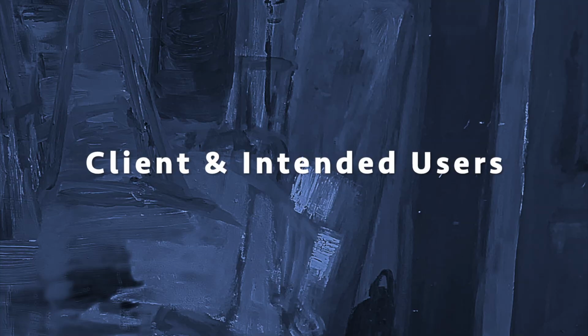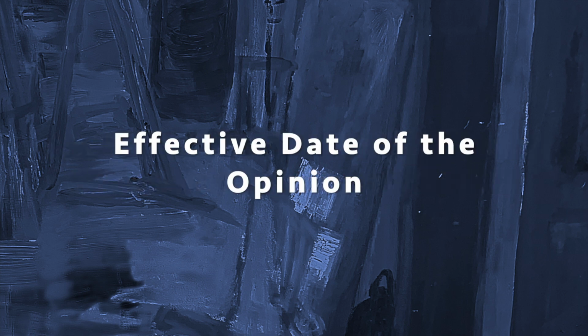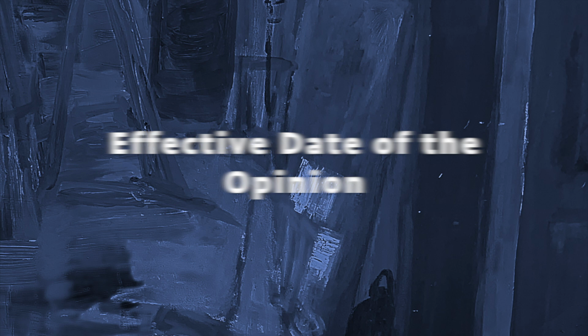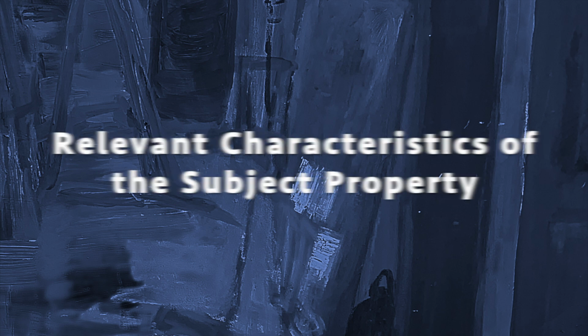In order to assess how to best proceed, the appraiser is going to ask their client 6 fundamental questions, including identifying the client and intended user, identifying the intended use, identifying the purpose of the assignment, such as the type and definition of value, identifying the effective date of the opinion, identifying the relevant characteristics of the subject property, and then finally, identifying the assignment conditions.